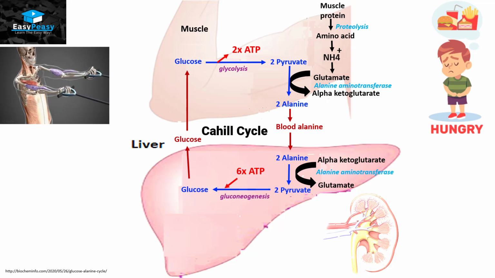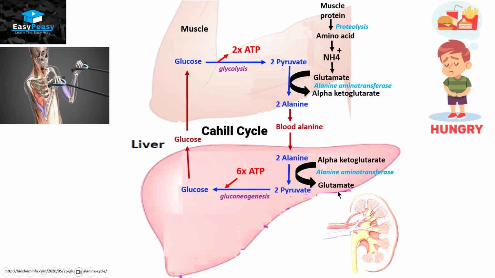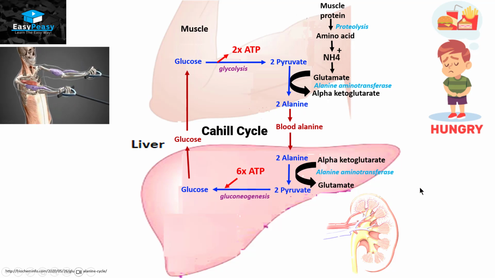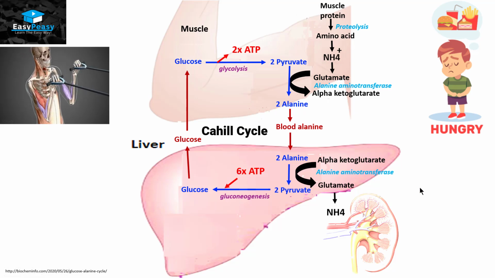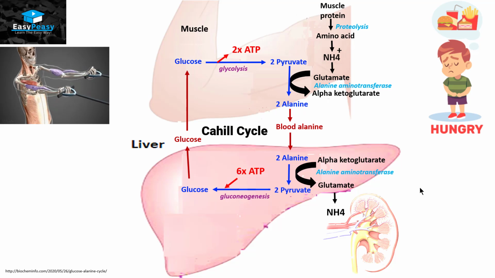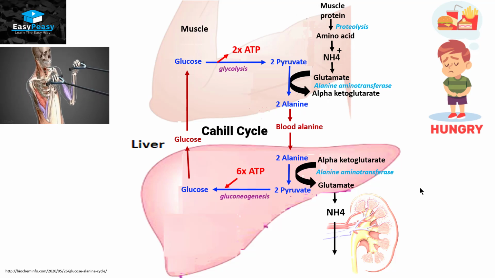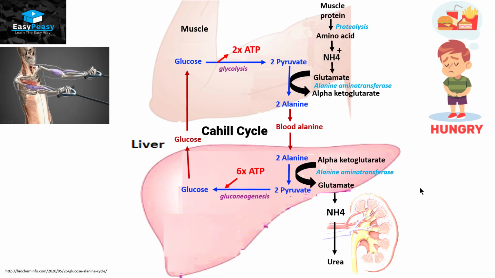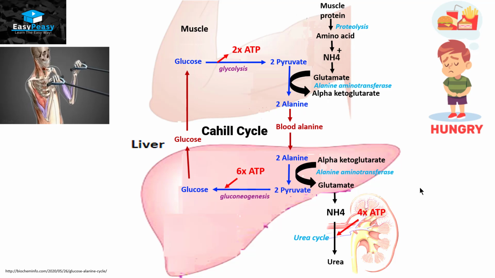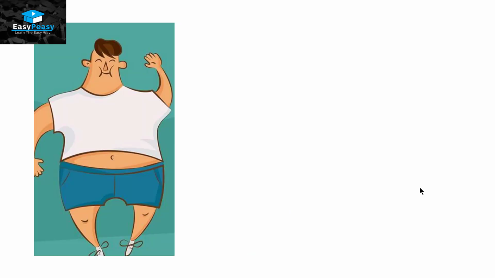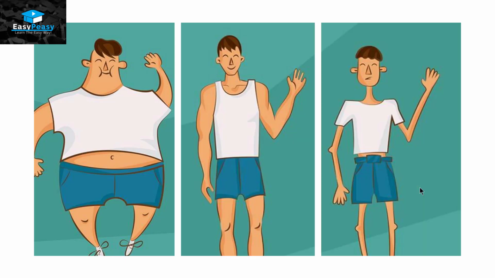Now this glutamate, as we discussed before, can go through the process of deamination. So it will release its amino group in the form of ammonia. This ammonia will convert itself into urea inside the liver by the process called the urea cycle. This process is also endergonic because it uses 4 ATP molecules. By this process, these muscle proteins will degrade themselves and show us the sign of starvation.